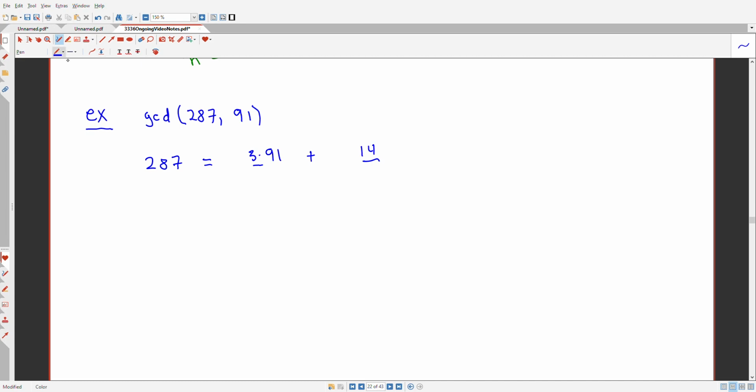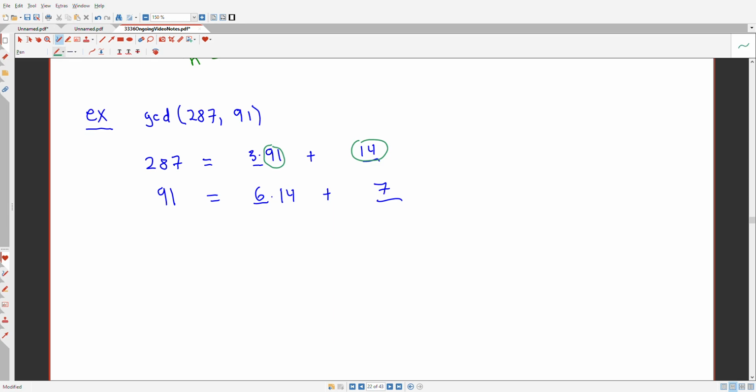And now my division algorithm said, okay, now go to this number and your remainder and divide those two. So we're going to do 91 is how many multiples of 14? And then we're going to get some new remainder here, right? And it turns out 91 is 6 multiples of 14, and we get a remainder of 7.